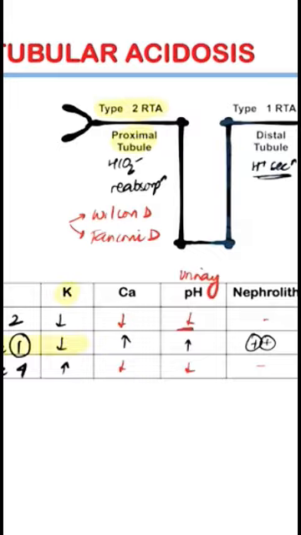In type 1 RTA, what is happening? Potassium is again low, but calcium is going to be high, and urinary pH is also high. Urinary pH is high because there is failure of H plus secretion. I hope you understand that. And nephrolithiasis is associated here.